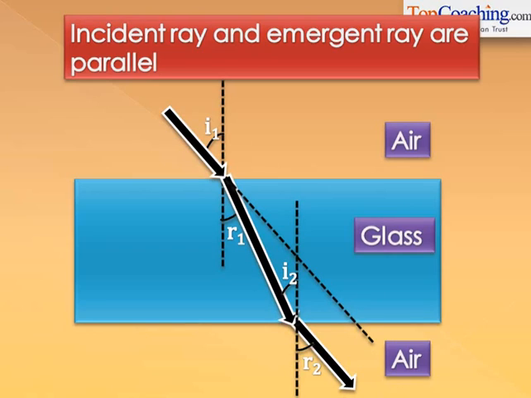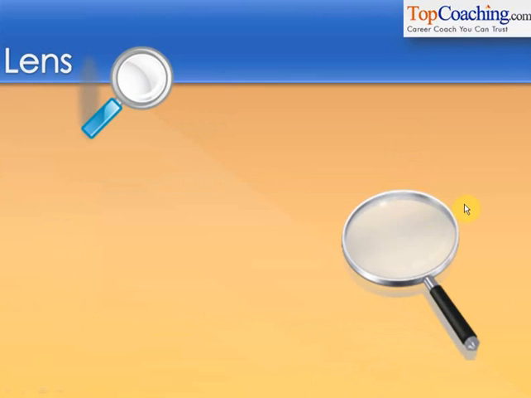Then you can draw a line joining the images of these two pins. When you do that, and when you remove the glass slab, you will get a figure like this. You will see that the incident ray, that is the line joining the first two pins, and the emergent ray, the line joining the two images of the pins, both of them are parallel to each other. So that was about refraction through a glass slab and the different laws of refraction.